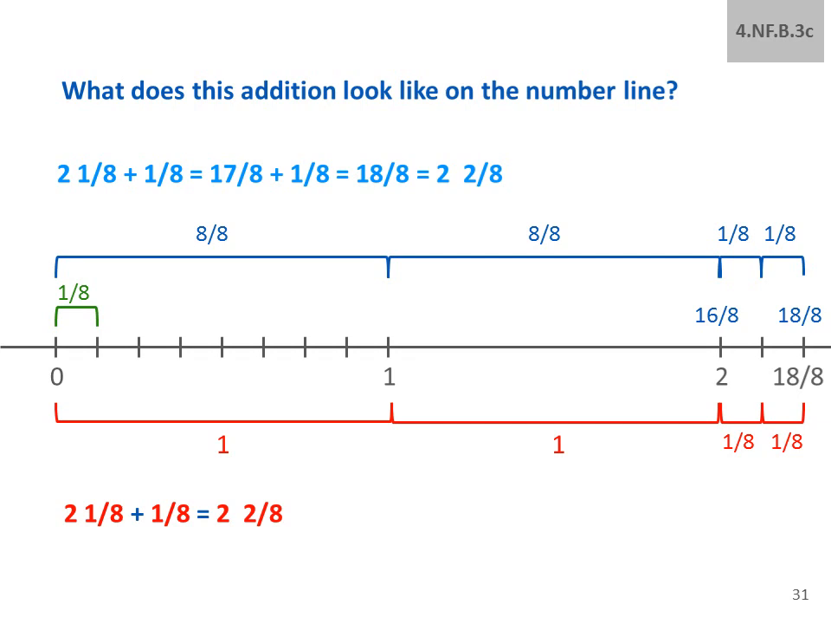What would this addition look like on the number line? In this slide, we add 2 1/8 and 1/8. We do it first by converting each whole into 8/8 and adding all the eighths above, or by adding the whole numbers and then adding on the fractional parts below.